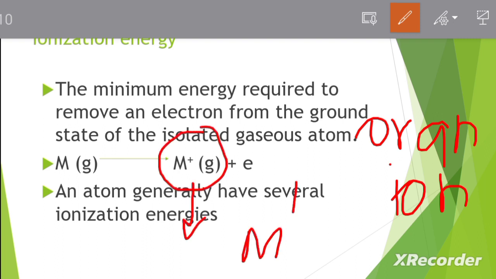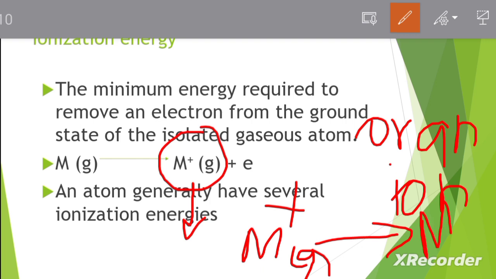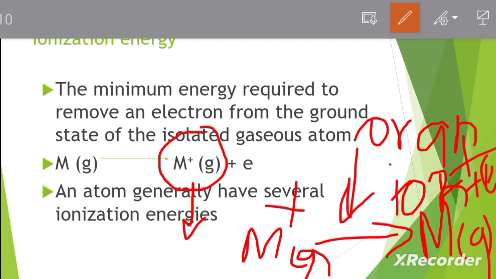This is the M plus cation. I am going to supply ionization energy to this M plus cation in the gaseous state, and turn it into an M2 plus cation in the gaseous state by removing an electron. So the energy that we supply to this M plus cation is also ionization energy.